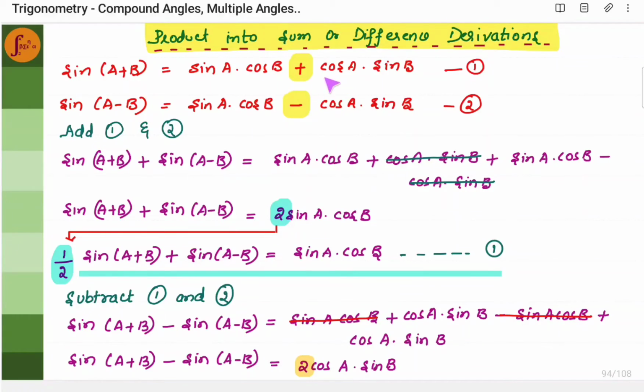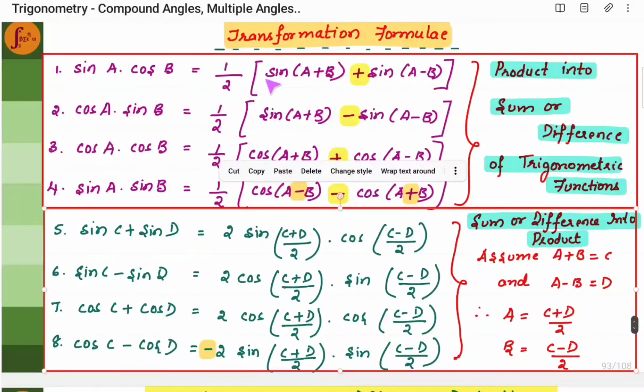Now we'll take these two compound angle formulas and add them. If you add these two trigonometric functions, you will see that one of the terms, cos a sin b, will get cancelled, and you'll be left with sin a cos b two times. So we'll get 2 sin a cos b. Now you shift 2 to the other side, it will become half of sin(a+b) plus sin(a-b). So we got the first formula. Sin a cos b is half of sin(a+b) plus sin(a-b).